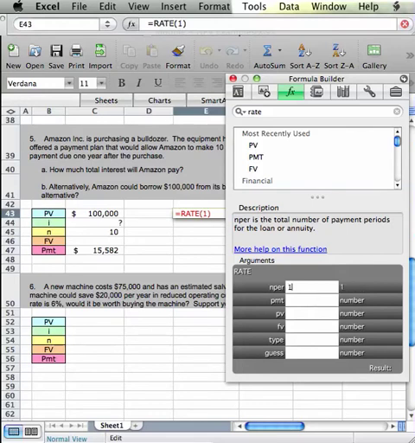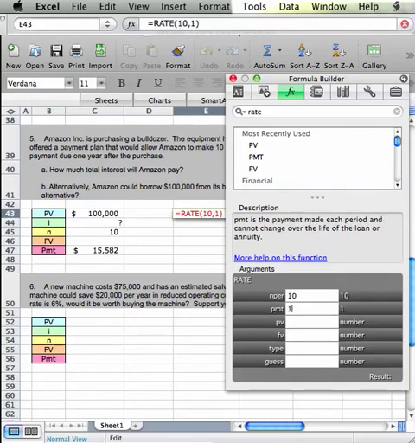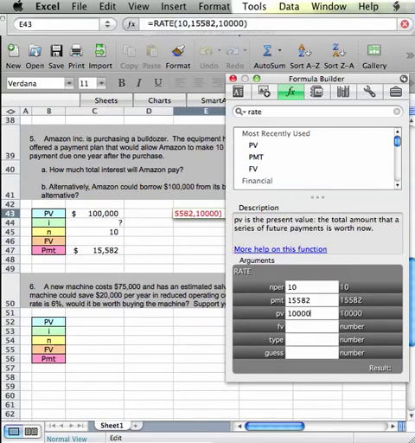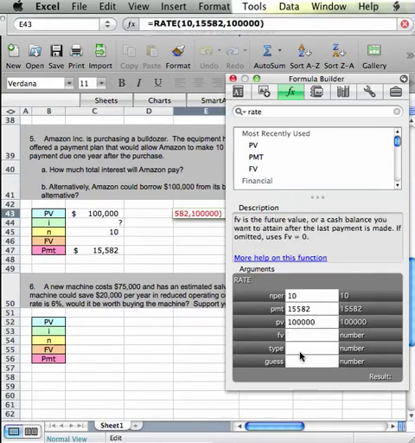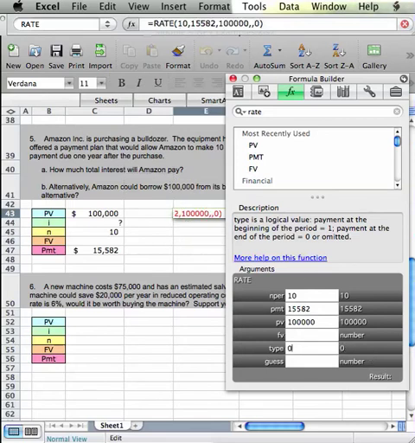So the number of periods we just determined was 10. The payment, $15,582. Present value, $100,000. Future value doesn't apply. And because the payments start 1 year after purchase, that would be at the end of the first year. So our type, again, as it's been, is 0.